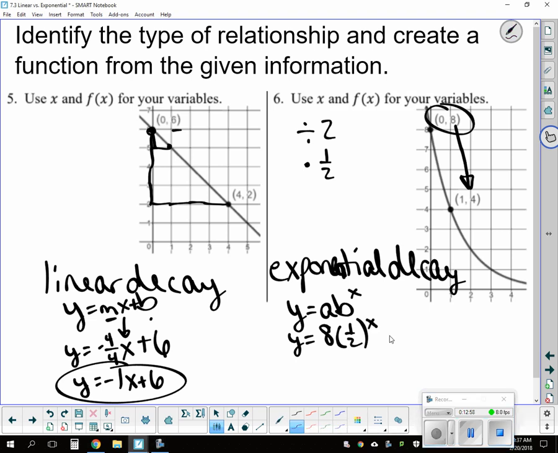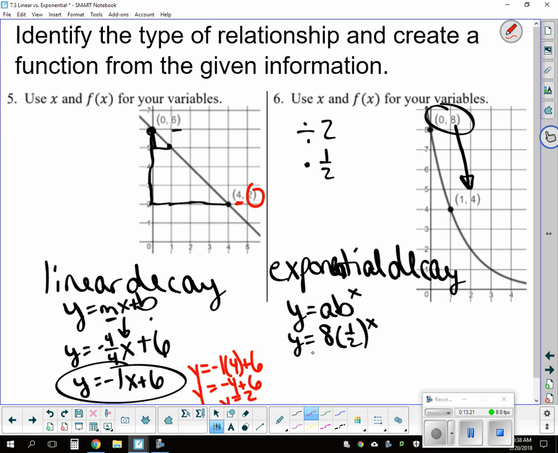Okay? If you're not sure if you have them right, you can always plug in a point. So here, if I plug 4 in for my x, I would have y equals negative 1 times 4 plus 6. I get y equals negative 4 plus 6. I get y equals 2, and that's what I wanted to get. So that's just a quick check to make sure you have the right equation.